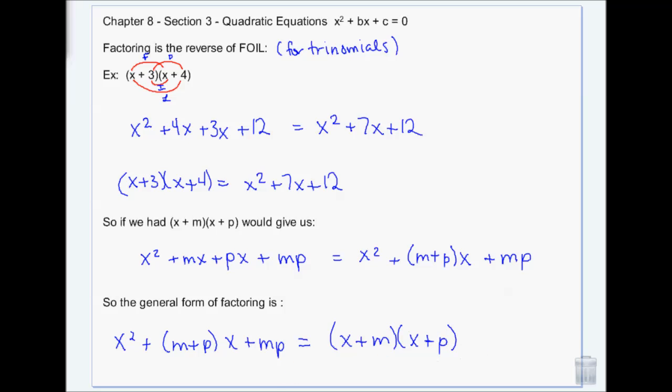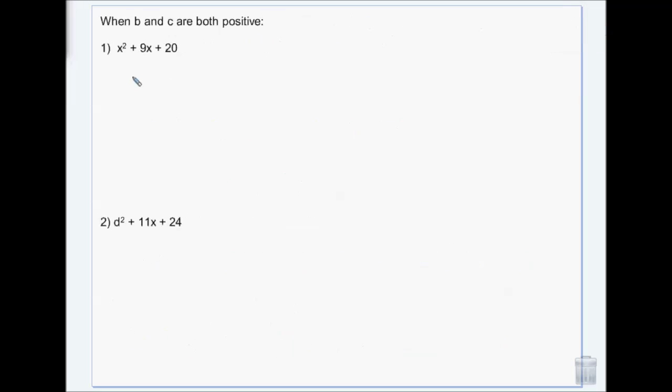So what I'm looking for, this is a product, and this is a sum. So I'm looking for two numbers that when I multiply them, I get this number, and when I add them, I get this number. It's like a puzzle that has to be solved. And we'll talk about a couple different ways to do that. There are two ways to do this.